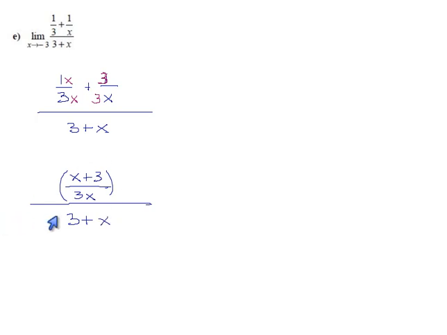Well, I certainly don't like fractions with 3 levels to them. Is there another way we could write this that's just a more normal looking fraction? We could say this is x plus 3 over 3x divided by 3 plus x. That's the same thing. Fractions always mean numerator divided by denominator.